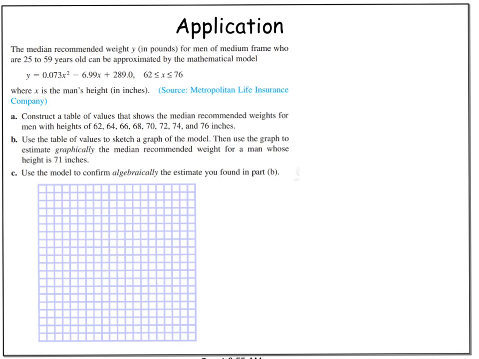We have a quadratic model right here. This quadratic model is for men of medium frame from ages 25 to 59, and the x value is in inches, 62 to 76, which is 5'2" to 6'4". So what this model is going to do is we put in a height, and it gives us a recommended healthy body weight, kind of an average. The problem implies that this number could vary, but it's going to give you a ballpark. The individual may weigh a little more and still be healthy, or a little less. This is kind of right in the middle.